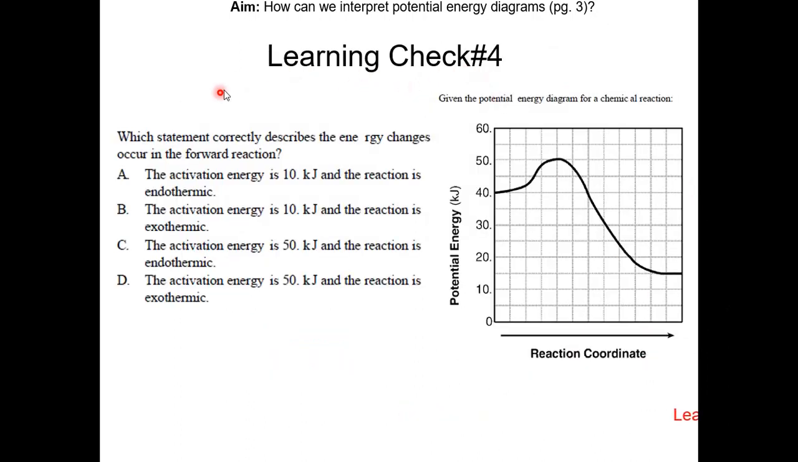Learning check number 4. Which statement correctly describes the energy changes that occur in a forward reaction? Pause the video and resume once completed. The activation energy will be 50 minus 40, so it's 10 kilojoules. And since the potential energy of the products is less than that of the reactants, it is exothermic. So the answer is choice B.